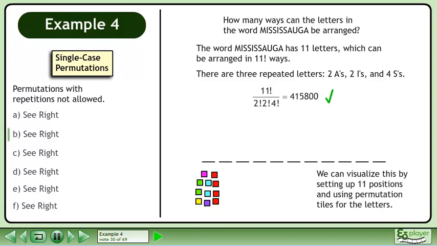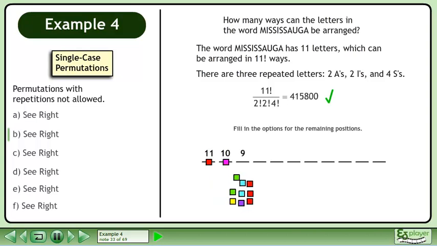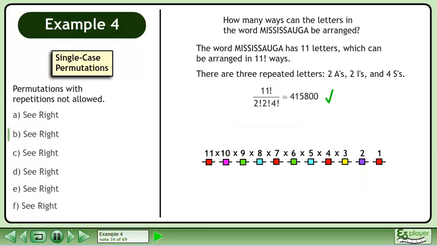We can visualize this by setting up 11 positions and using permutation tiles for the letters. There are 11 options for the first position. There are 10 options for the second position. Fill in the options for the remaining positions. Multiply the numbers to get 11 factorial.